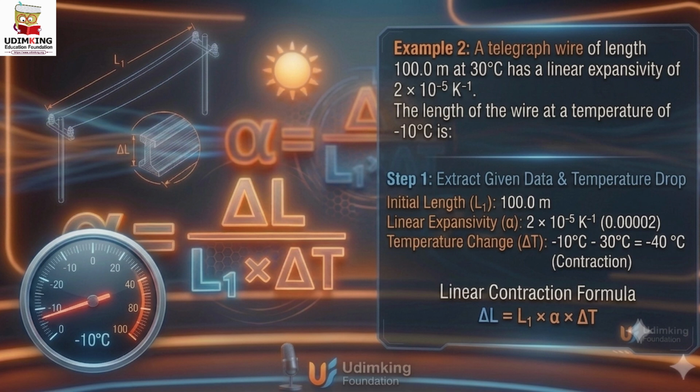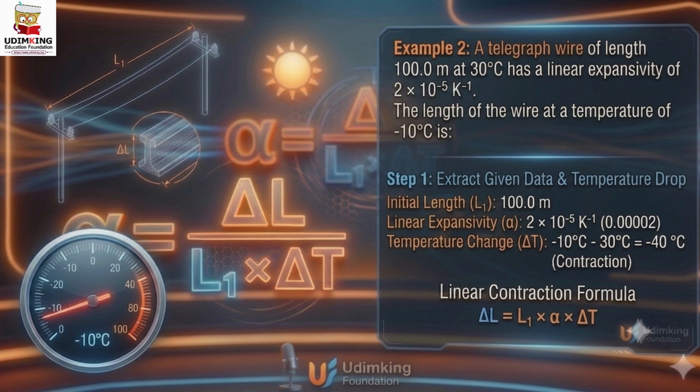Let's find our change in temperature, delta T. Remember, change is always final minus initial. So we calculate -10 minus 30, which gives us a negative temperature change of -40 degrees Celsius. The negative sign simply tells us that heat is being lost.